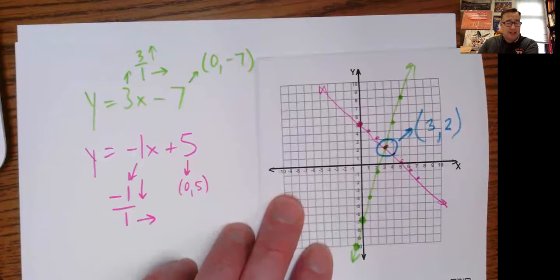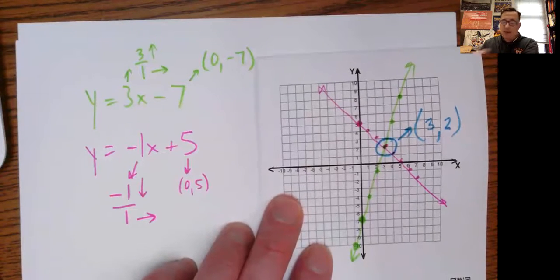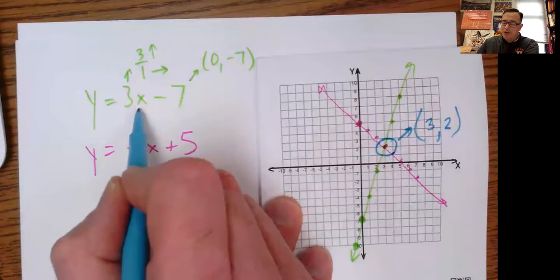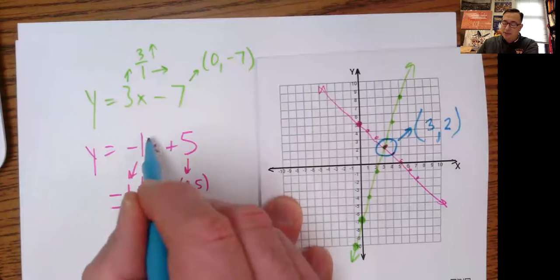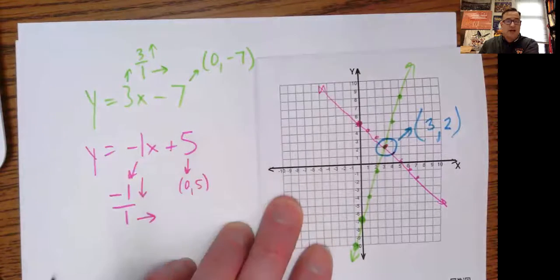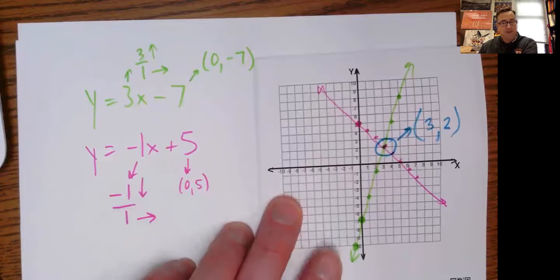Now, I can look at that too. When I made this problem up, I put a 3 here and said 3 times 3 is 9, minus 7 is 2. I said -1 times 3 is -3 plus 5 is 2. So that gave me 3, 2 for both of them to get the answer.